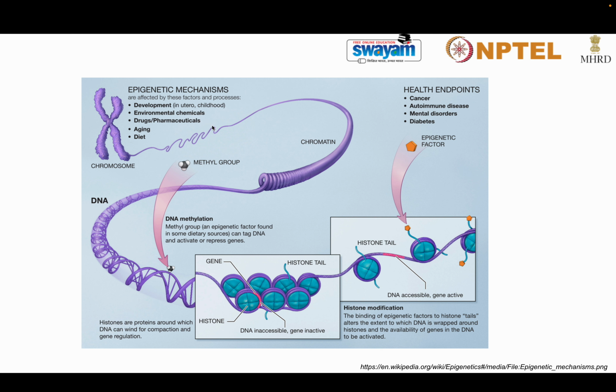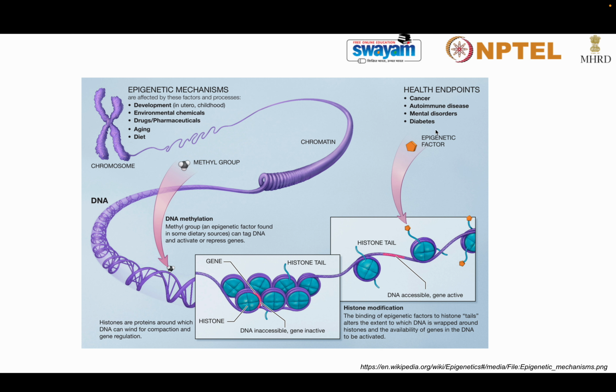Drugs and pharmaceuticals are also modifying your genome to some extent. They are also bringing about these epigenetic changes. Then aging is also one of the factors. Then diet. So you can see that diet, environment, and all these factors play a major role in the epigenetic modifications. In this, DNA methylation can be observed, or histone methylation or acetylation can be observed. So these factors, their roles I've already discussed. And then what are their health endpoints? They can lead to cancer, autoimmune disease, mental disorders, diabetes.